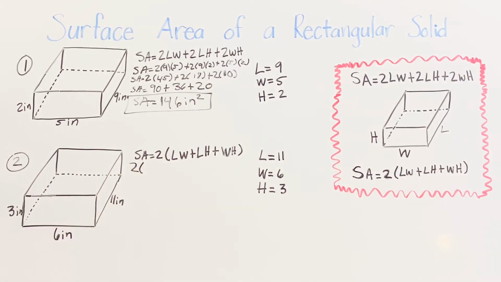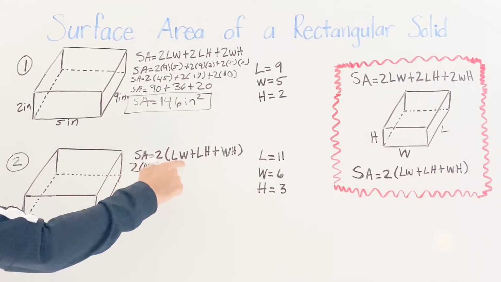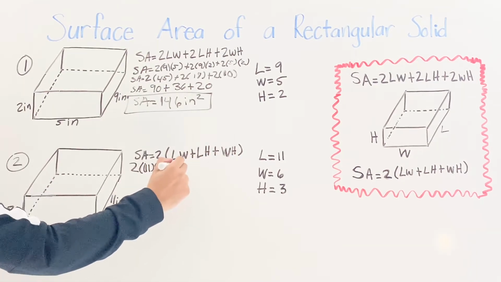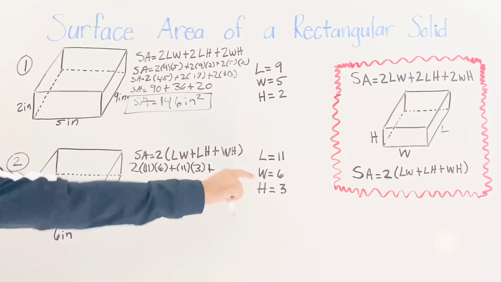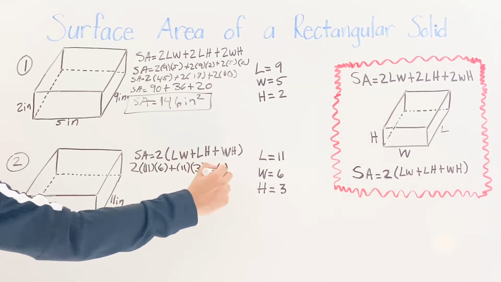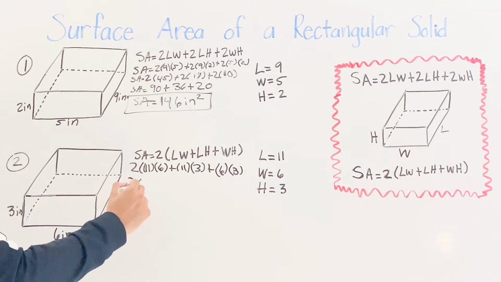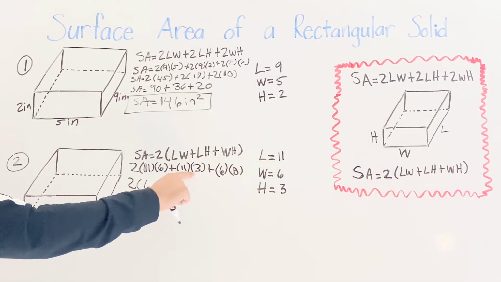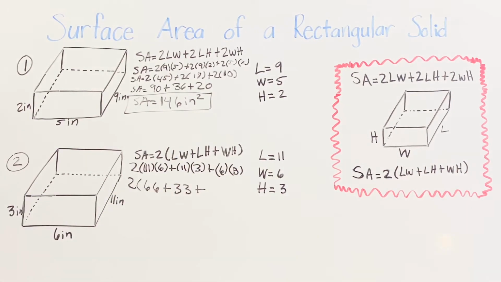What is my length in this one? It is 11, times my width, which is 6, plus what is my length, 11, what is my height, 3, plus what is my width, 6, and what is my height, 3. So then I went ahead and just multiplied that. So here we have 11 times 6 is 66, plus 11 times 3 is 33, plus 6 times 3 is 18.